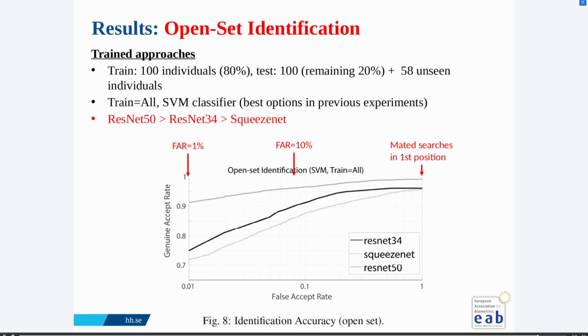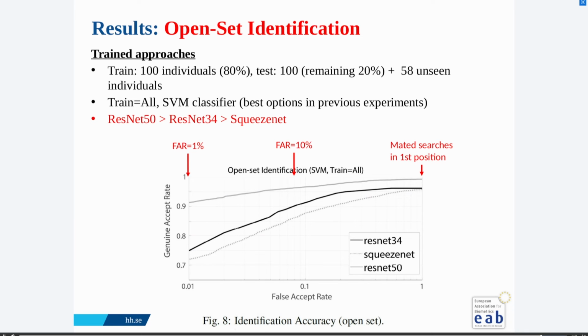We have also done open set identification with trained approaches. So these are the results. We have trained the classifier with 80% data of 100 individuals. And then we have tested with the remaining 20% plus 58 unseen individuals that were not used for training. And we just reported the SVM when it's trained with all the possible modifications. And this is because it was the best option in previous experiments.